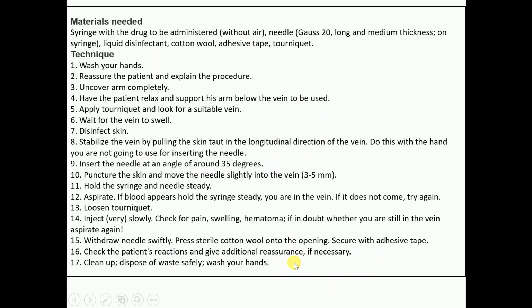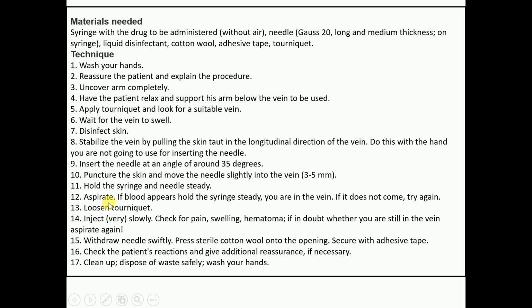Materials needed: a syringe with the drug to be administered, without air, meaning the air should be expelled. Then a needle, particularly a 20 gauge needle, which is long and of medium thickness, on the syringe. And there is a liquid disinfectant, cotton wool, adhesive tape, and a tourniquet.